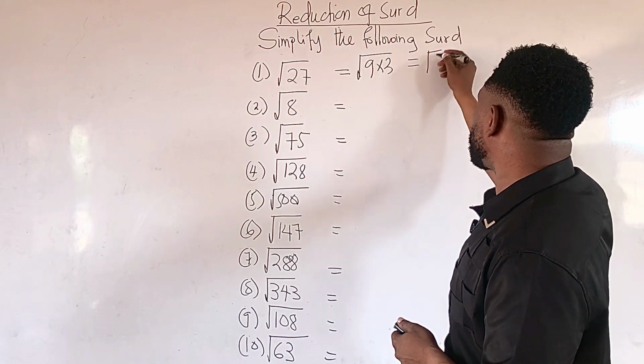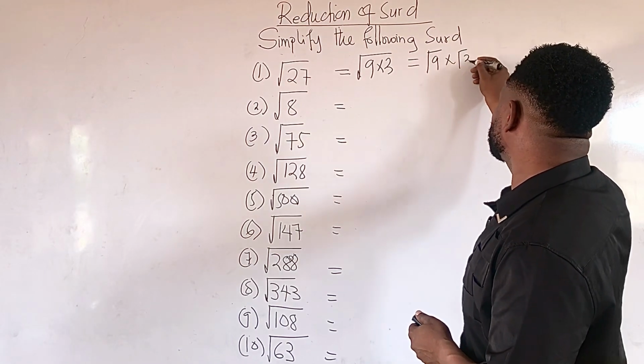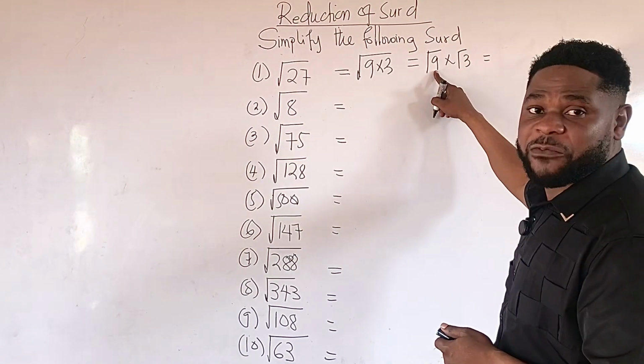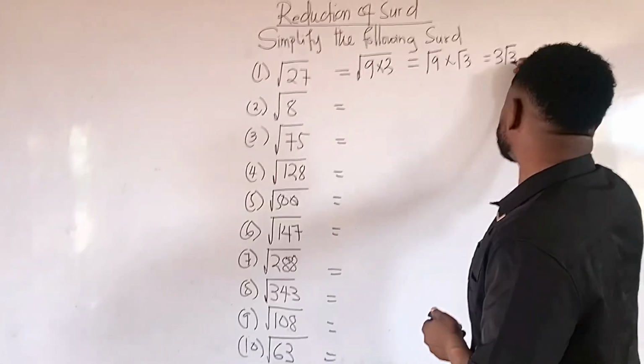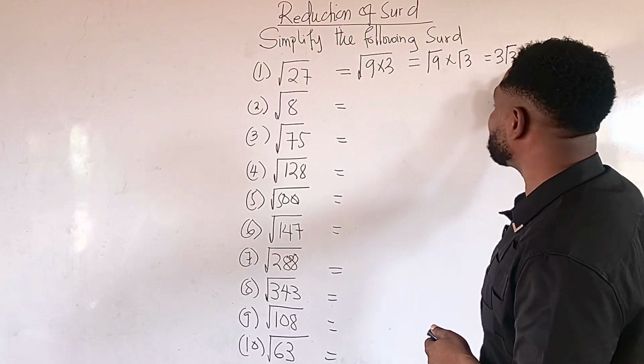We can break it down as square root of 9 times square root of 3. And the square root of the perfect square is going to give us 3. Then we bring our root 3. So we have 3 root 3 as our final answer.